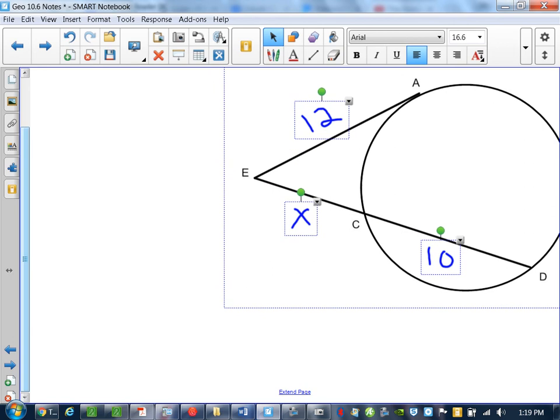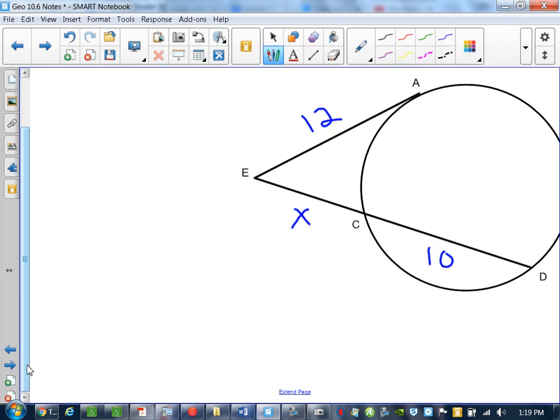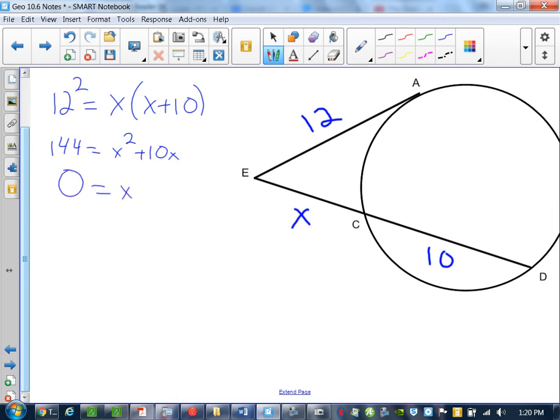I will get 12 squared is outside times the whole. What's 12 squared? 144. Distribute the other stuff. Now what? Subtract that over. You need to set it equal to 0.